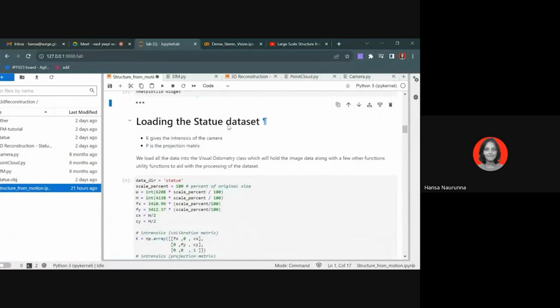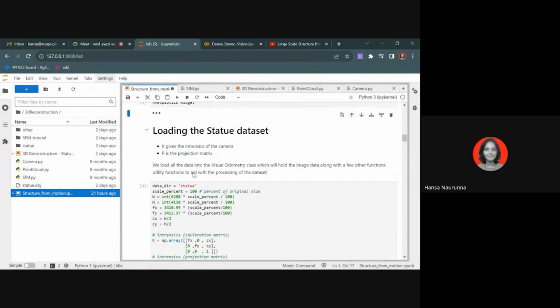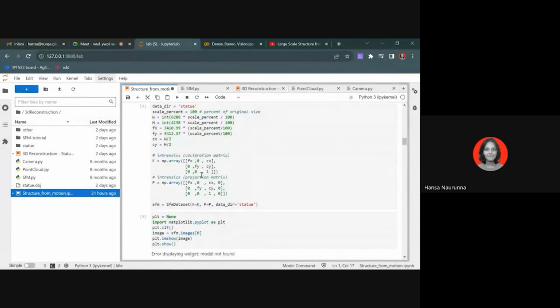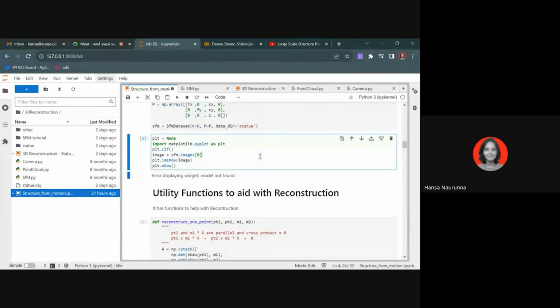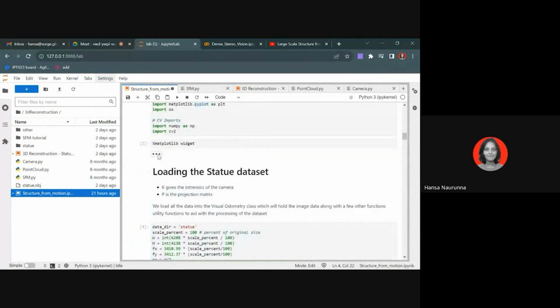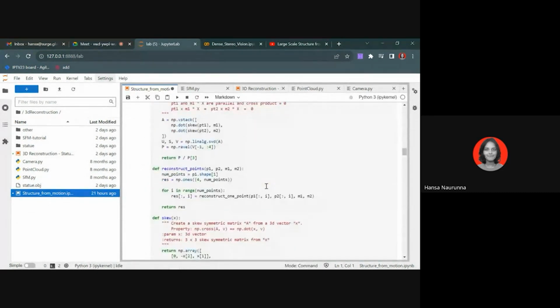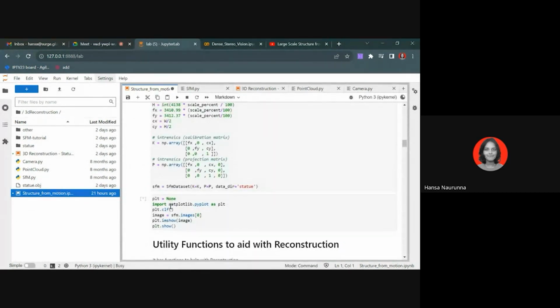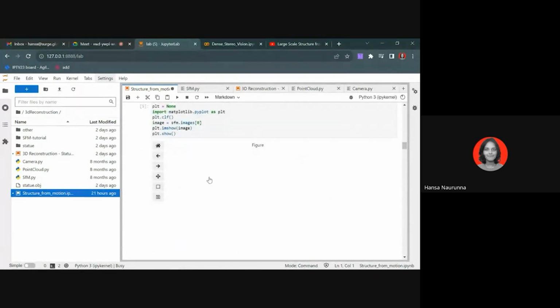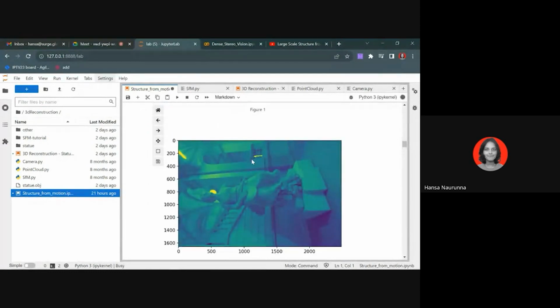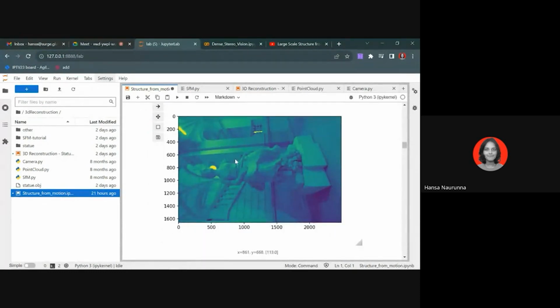Okay, so loading in the statue dataset. Actually, I don't have the statue dataset on my computer right now. It's on the Docker thing over here, but actually I need to run everything, right? Let me just run everything. Then we can see what the dataset actually looks like, or at least a small idea of what the dataset looks like. Should load. And yeah, so this is an image from the dataset that we're going to reconstruct.